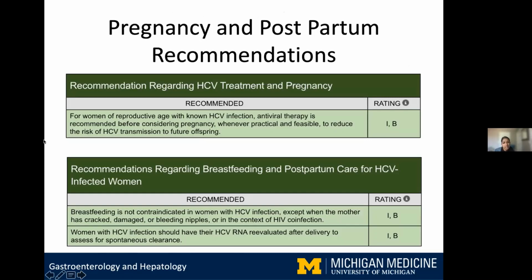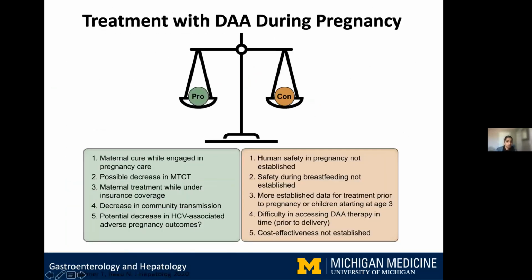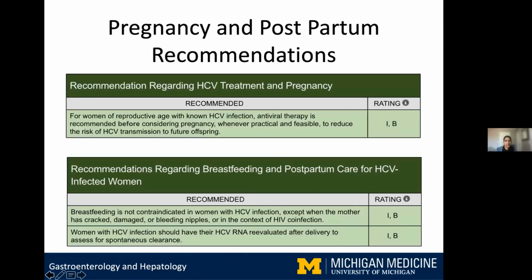So these are the recommendations from the AASLD and IDSA. For women of reproductive age with known hep C infection, go back a couple of slides. Antiviral therapy is recommended before considering pregnancy. So the ideal time to screen a woman is before getting pregnant. And if they're known to have hepatitis C, then to consider antiviral therapy before considering family planning, if that is at all possible. It's really when it's practical and feasible, to reduce the risk of hepatitis C transmission to the baby.